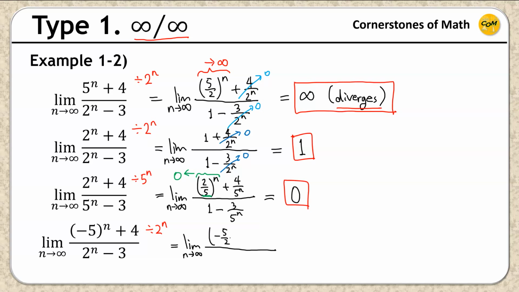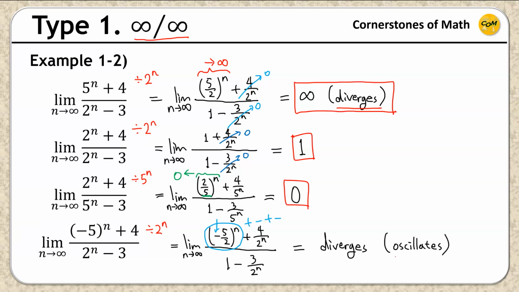As for the last one, we divide by 2 to the power of n again, then we obtain negative 5 over 2 to the power of n plus 4 over 2 to the power of n divided by 1 minus 3 over 2 to the power of n. Notice that the absolute value of negative 5 over 2 to the power of n gets bigger and bigger, and because of this minus sign, this term also alternates signs. Therefore, it diverges, or more specifically, it diverges by oscillating.